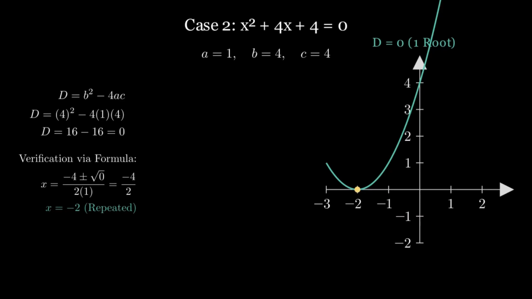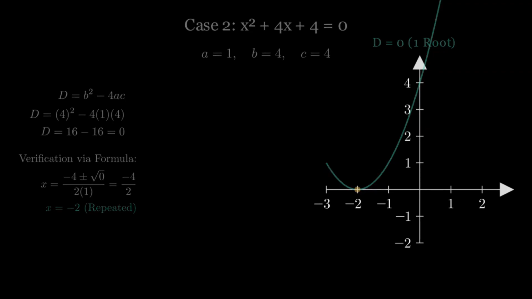A discriminant of 0 means we have two equal real roots, or one unique repeated root. Verifying this with our formula leaves us with x is equal to minus 2. And if you see the graph on the right, the parabola touches the x-axis at exactly the point minus 2 before turning back around.